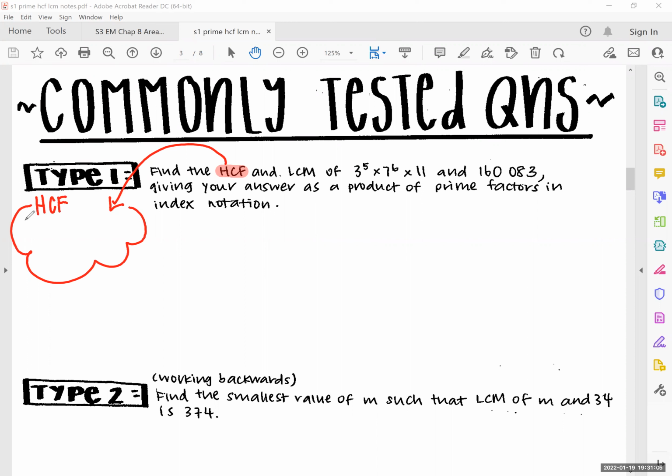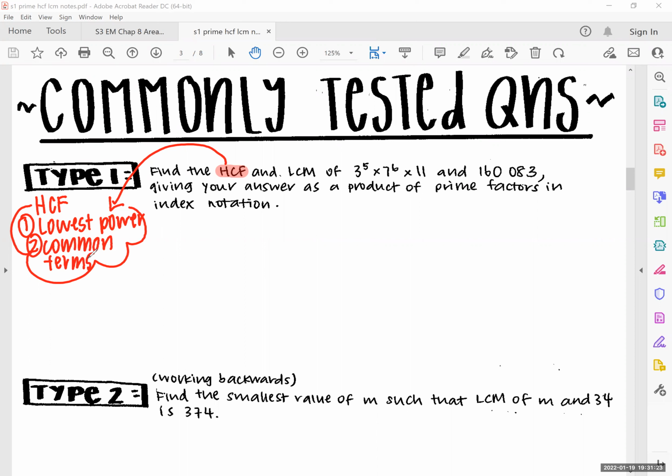We learned that HCF is always the lowest power and the most common term. I'll write down: lowest power, common terms. Okay, later I will go and do the HCF.